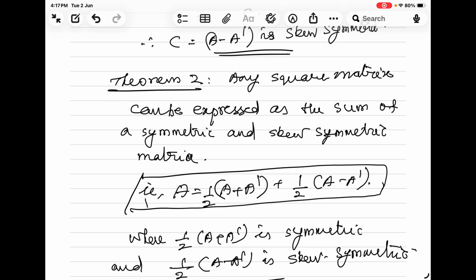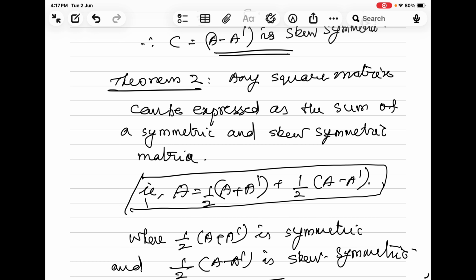That is, how can we write it? A equal to half into (A plus A transpose). A plus A transpose is symmetric, then its half is symmetric. Then another one is (A minus A transpose) by 2, or half of (A minus A transpose). From first theorem we know that A minus A transpose is skew symmetric. Its half is also skew symmetric. If you expand this, half A plus half A transpose plus half A minus half A transpose, then you get A. That means matrix A can be expressed as the sum of two matrices, which are half of (A plus A transpose) and half of (A minus A transpose).